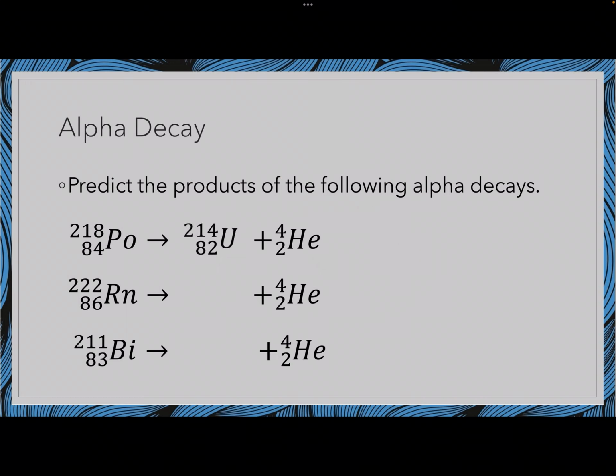Okay, so the first one's uranium-214. Second one should be palladium-218. And the last one should be Tl-207. What's Tl? Thallium, of course. So those ones, make sure you got that right. If you're not sure, go back, have a look at how it works. And if you're still not sure, come see me.